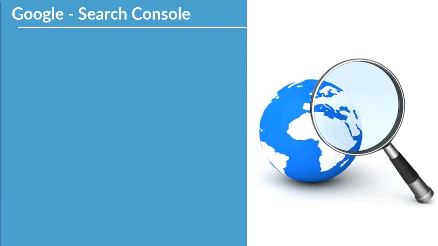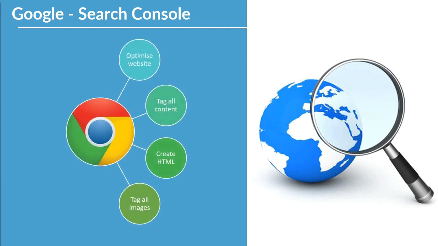So today we're looking at the practical applications of these tools: what tools to use, how to use them and what to use them for. With Search Console, the first thing we want to do is realize that it is a tool for us to use. It's just a really handy tool, and it can help us do all of this. It helps us to optimize our website, tag our content so that it can be found, create HTML, and tag all of our images. So we are going to have a look at optimizing your websites. We want to tag all of that content.